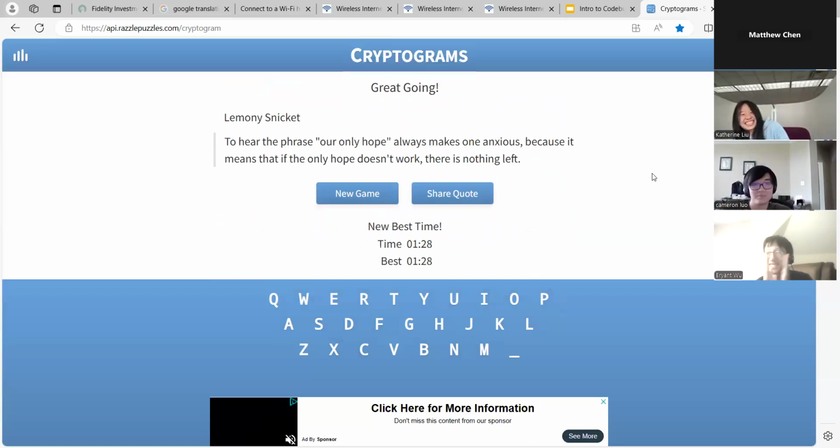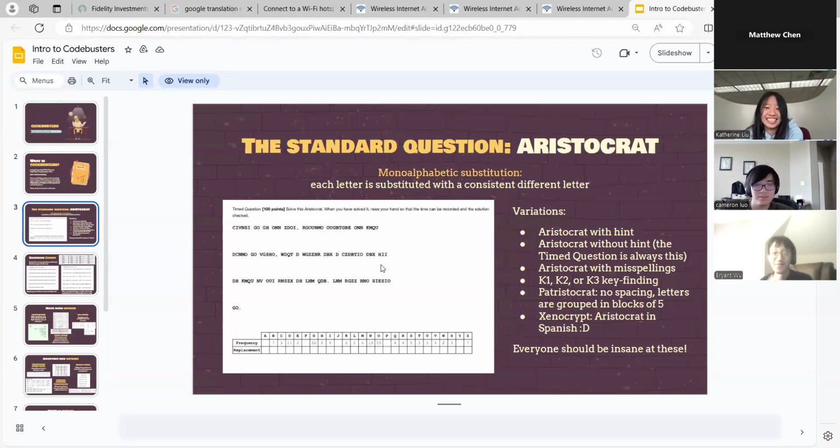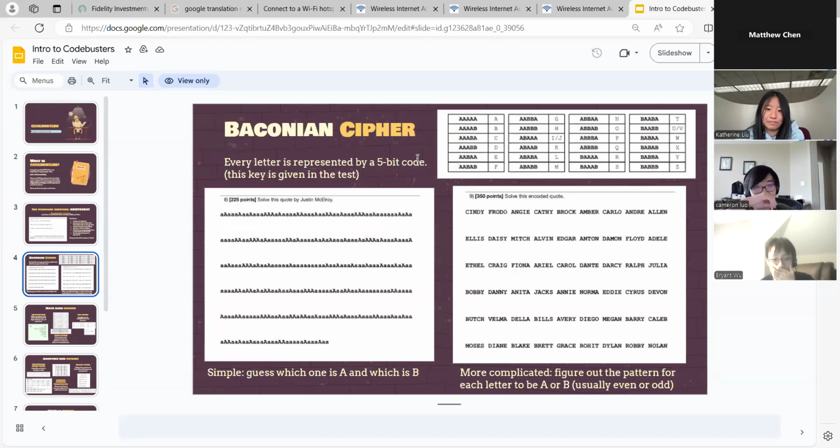Let me go back. So Baconian, they give you the table, so you don't have to memorize this exactly, but you should probably memorize it. It's gonna be faster. So the simple one is you just try to guess which letter is A, which letter is B. For example, the lowercase a could be A and the uppercase A could be B, or it could be the other way around. So usually you go through the first 10 letters or so and see if that forms a word. And if it does, then usually that's the right pattern. If not, you use the other variation of A and B.